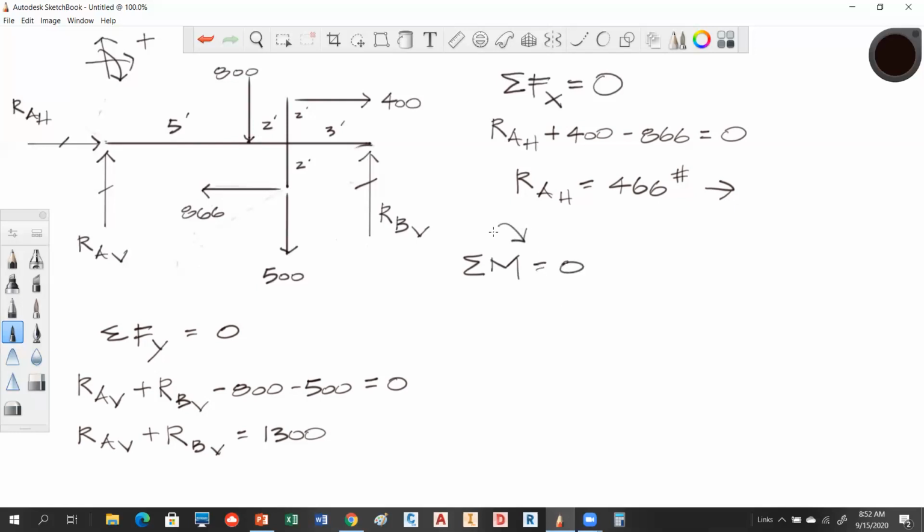So sum of moments about any point has to be equal to 0 by equilibrium. So where's a good place to take moments now? Remember, we're trying to cancel out unknowns.